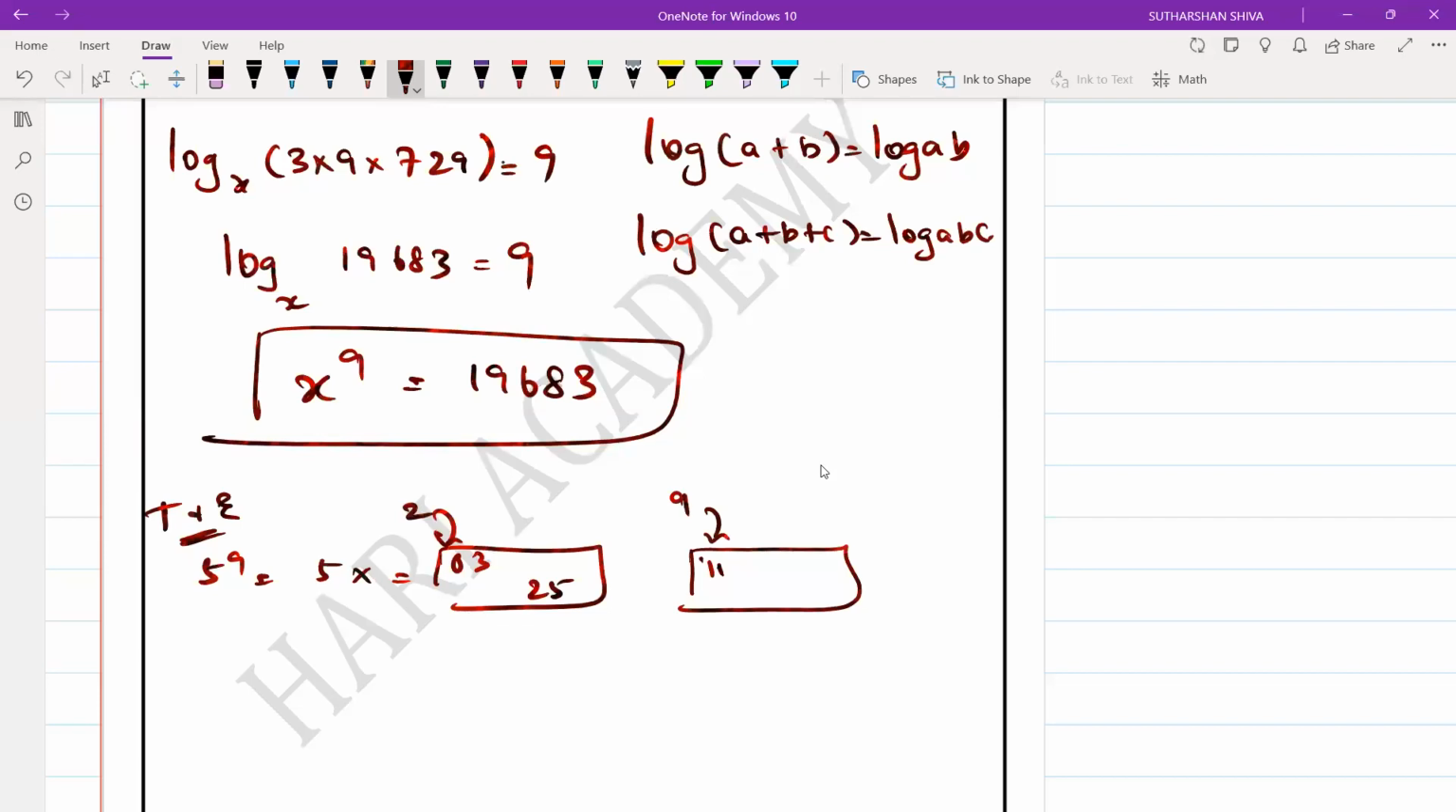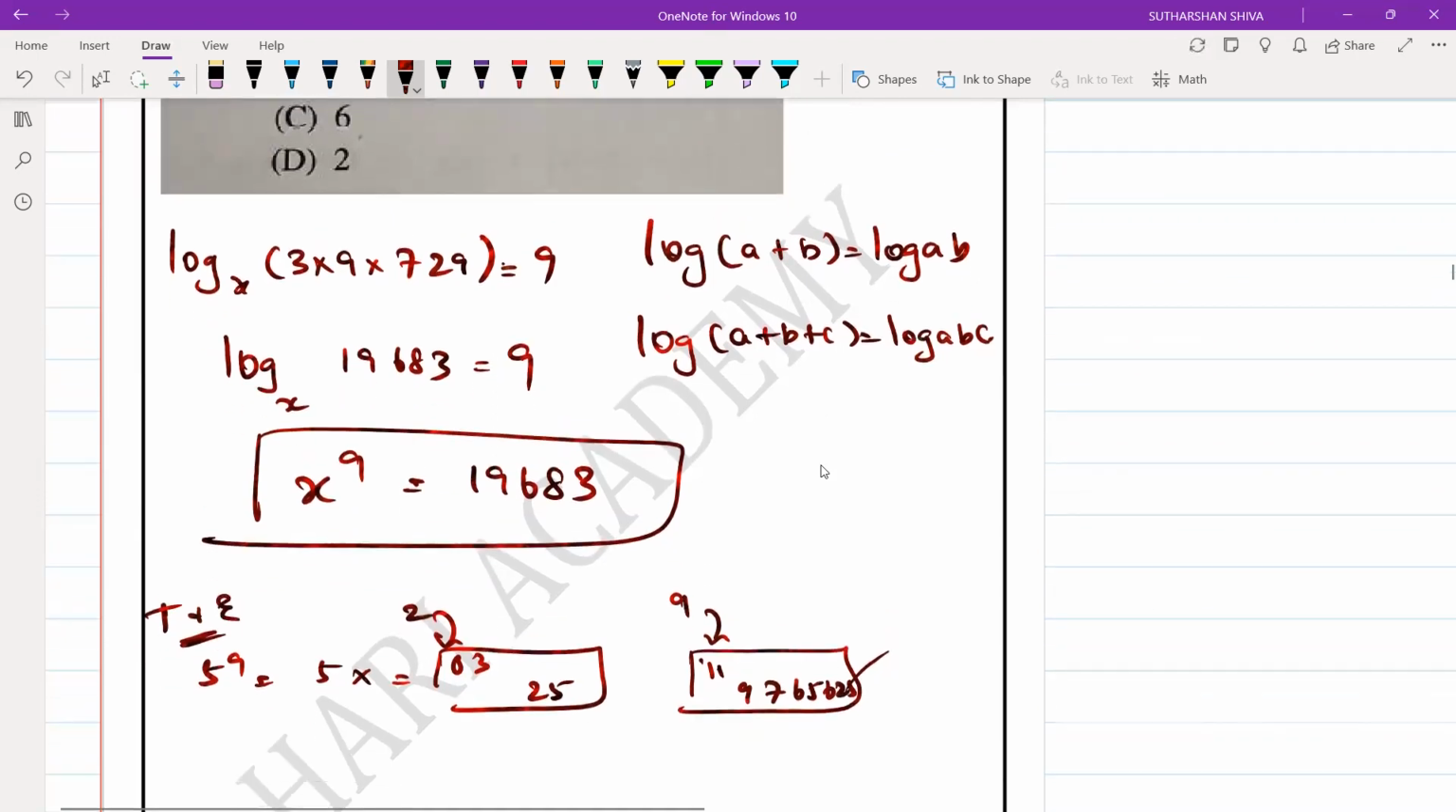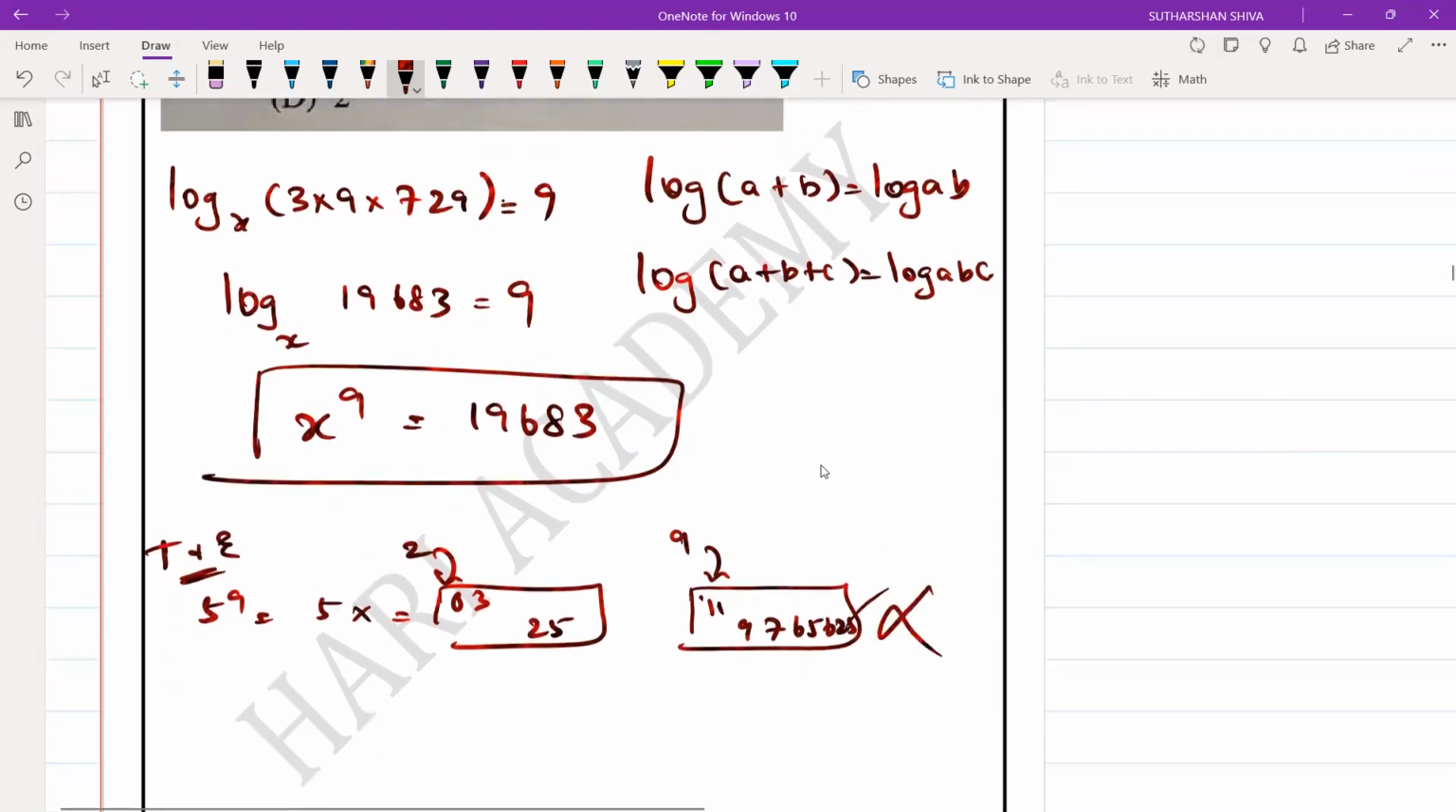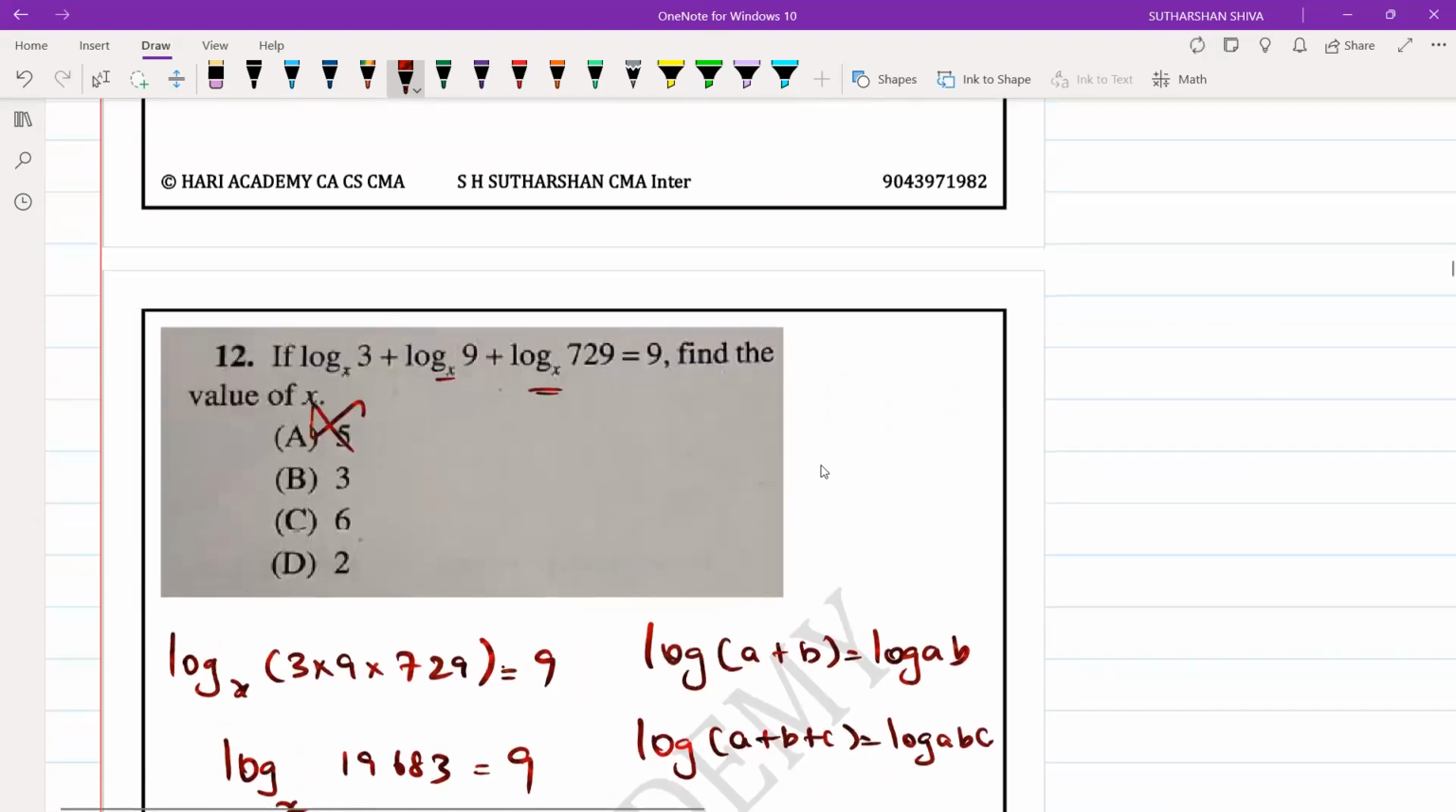Up to 11 it will go to somewhere around 1,9765,625. Okay, so my answer is going to be below 5. From this option, what will I be able to understand? My answer is going to be below 5. So option A is not my answer. Option C is also not my answer. What options am I simply left with? Option B and option D.